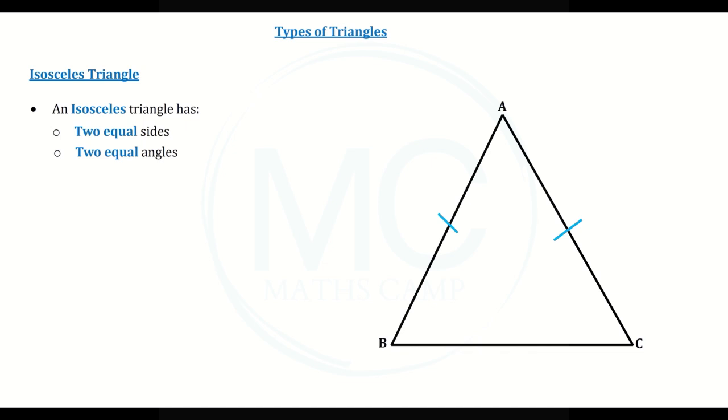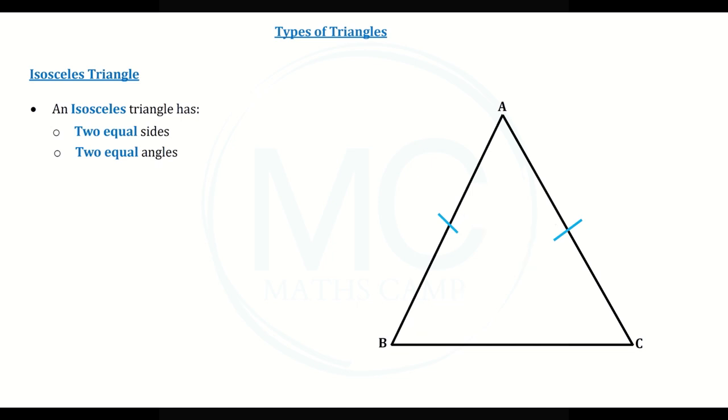So in this case, angle C lies directly opposite side AB, and angle B lies directly opposite side AC, which means that these two angles will be equal. Let's tidy this up.